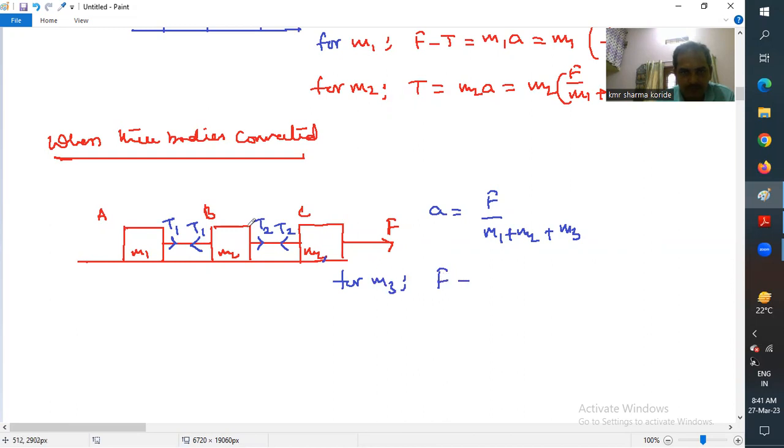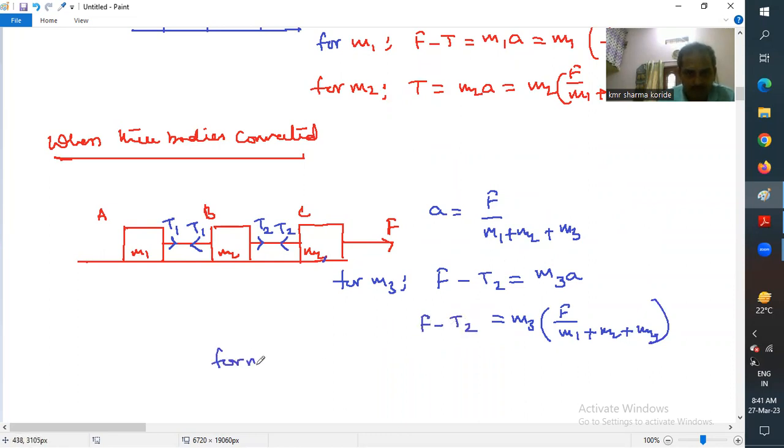Okay, so now individually for M3, the last one. The force favors, but T2 opposes. Of course, friction cases will also be there, but that will be taken up later. F minus T2 is equal to M3A, which is M3 of F by M1 plus M2 plus M3. So this is once again F minus T2.